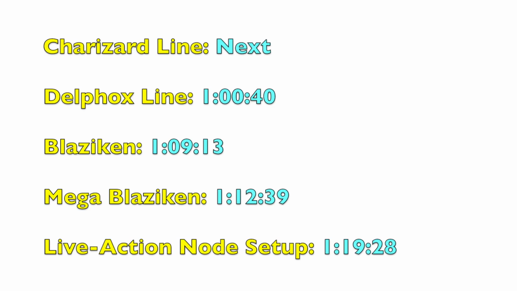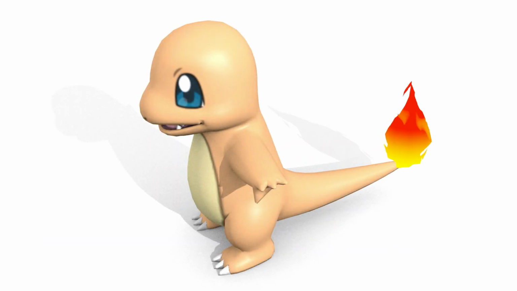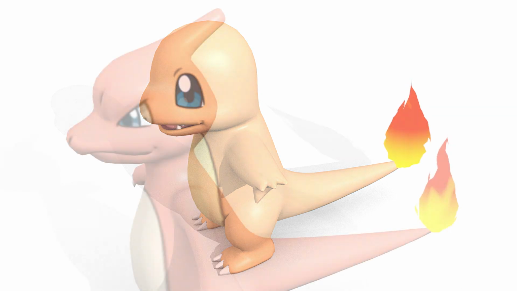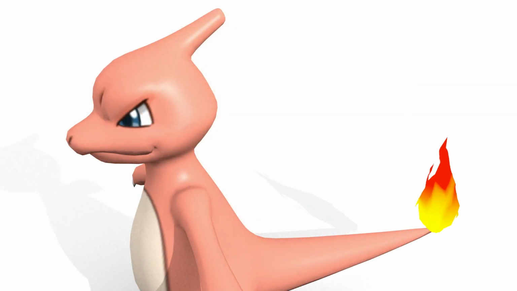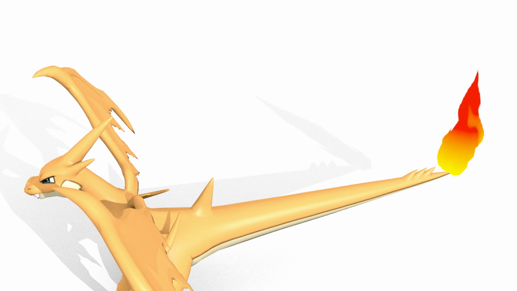As for everyone else, here are the times where I start to cover a specific Pokemon, as well as the live action node setup. Continuing on from here, I'll start with the rest of the Charizard line. Charmander, Charmeleon, and Charizard Y are easy. Their setups are the exact same for normal Charizard. Same colors, same ramp positions, same everything. The only thing about Charizard Y is that you need to remember to use its flame textures, and not normal Charizard's.